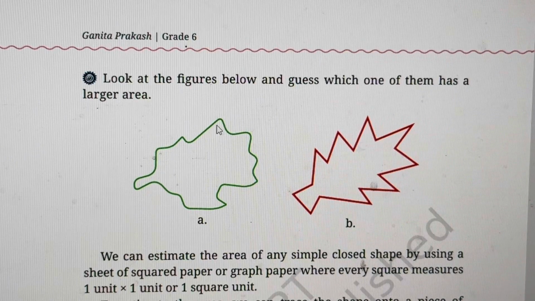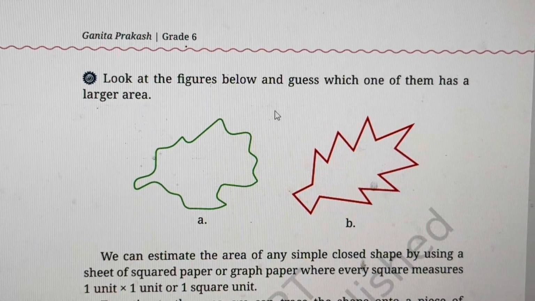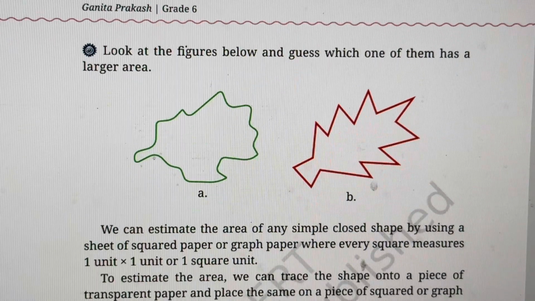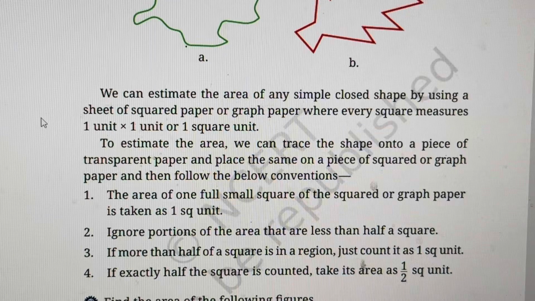So look at the figure below and guess which one of them has a larger area. Now, it is very difficult to guess like that, right? You may say that the green one has more. Someone may say the red one has more. Someone may say that the area looks similar for both of them. So you can't just guess like that, right? But we can estimate the area of any simple closed shape by using a sheet of square paper.